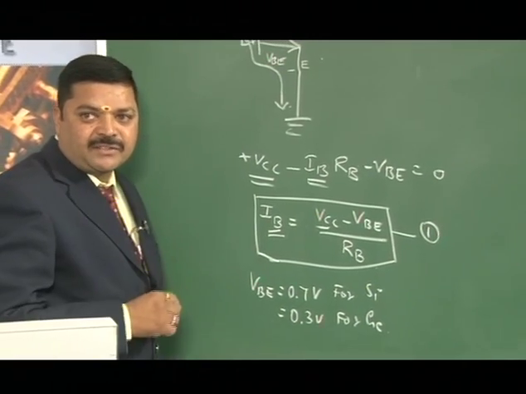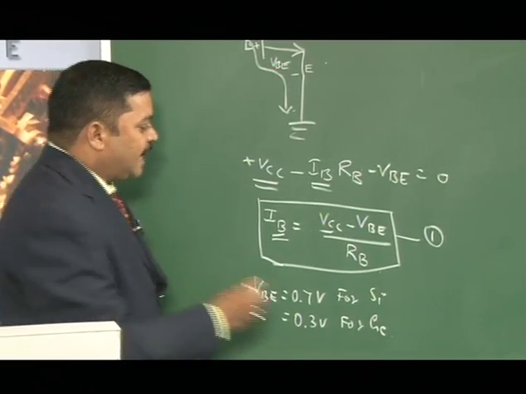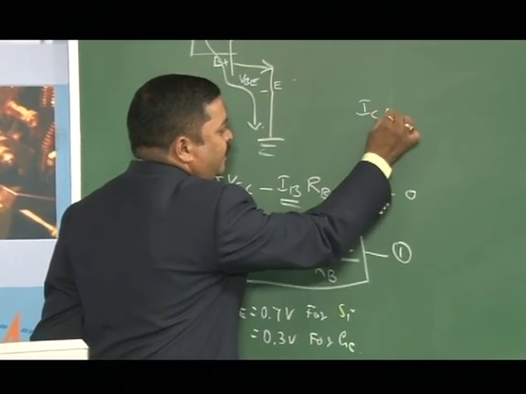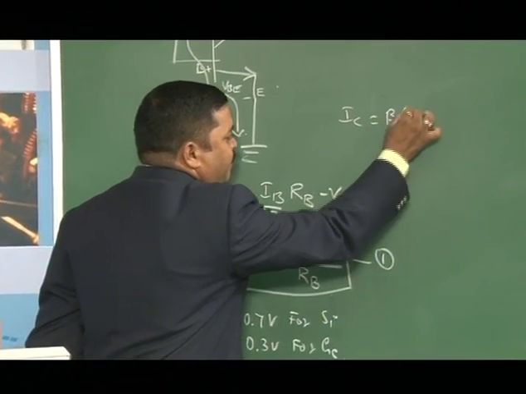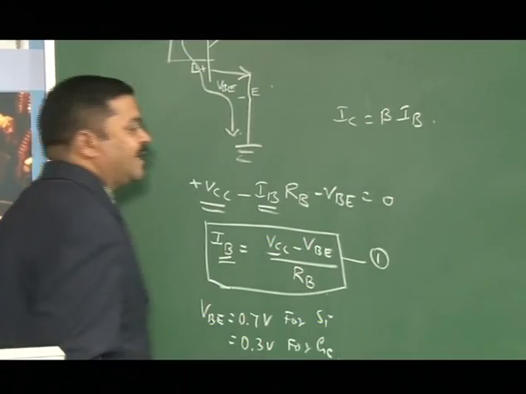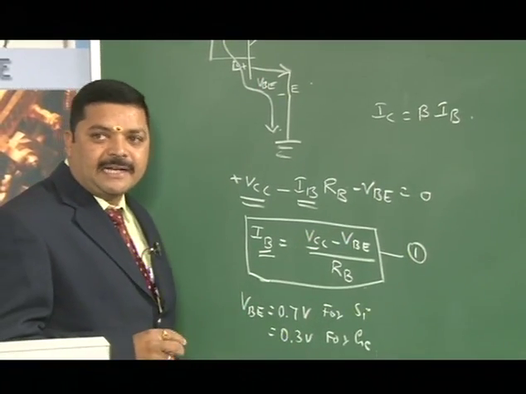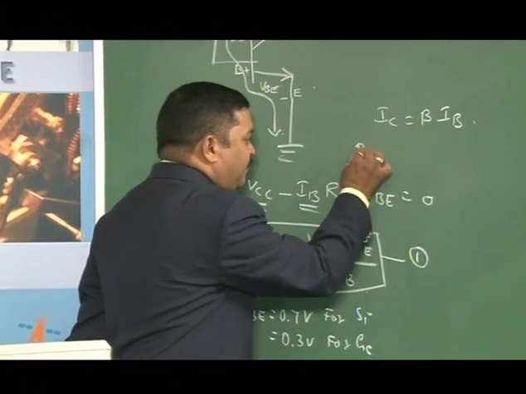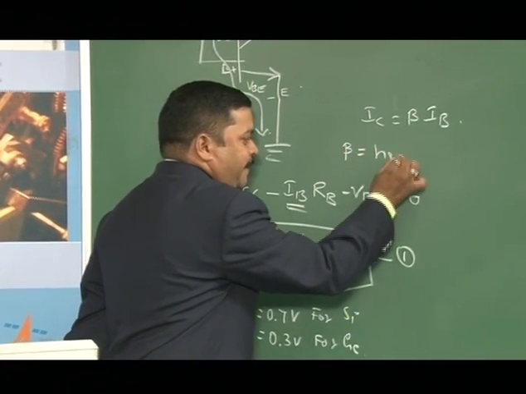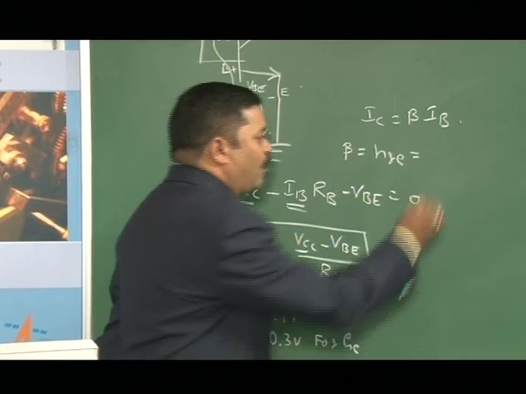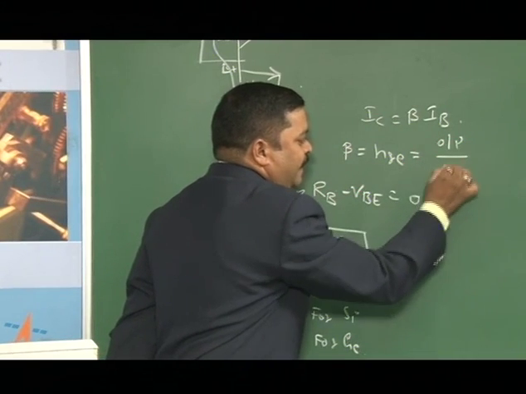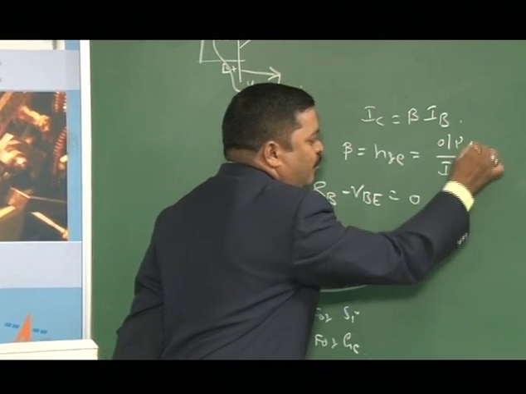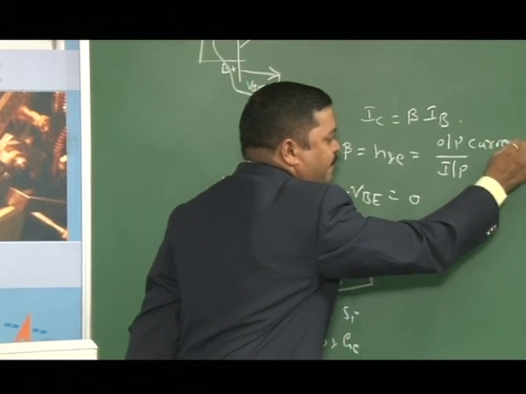When IB remains constant, IC is given by beta into IB. We know that in a CE configuration the current gain beta, or HFE, we call beta also as HFE, is given by output current by input current.